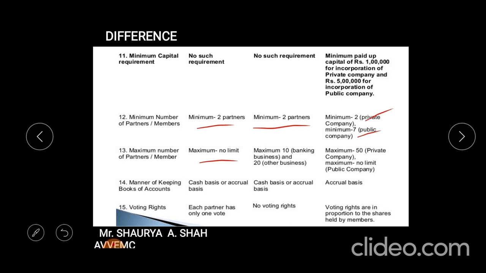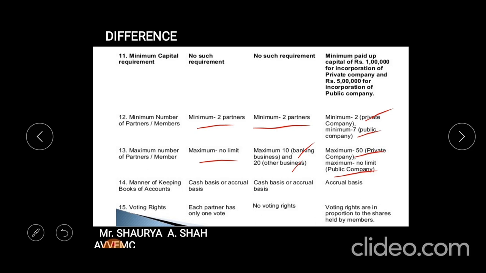In partnership firm maximum, if it is a banking business, then 10. If it is any other business, then 20. In private company, maximum 50 up to certain extent. Now government is also allowing 200 members, and in public company there is no limit. That is why public company is considered, again we can say, a better form of organization when you are into a huge business, pooling many financial resources.